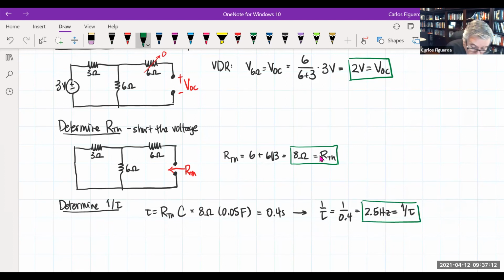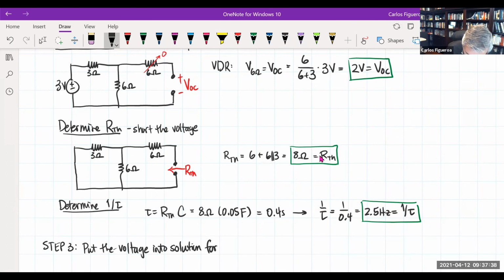Then I'm going to go to step 3, excuse me. What I'm going to do now is put VC of t, the voltage, into solution form. Okay, so let's go do that.